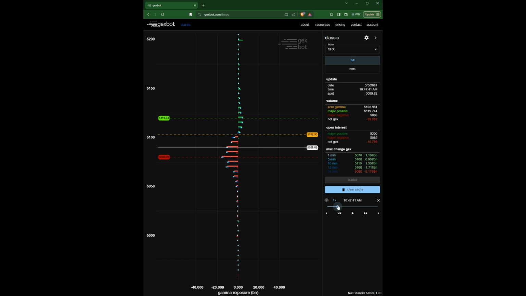So let's get it to 11. And at this point, we're negative $65 billion in gamma exposure. We've got a major positive gamma exposure at 51.10 now, so they've dropped it down. These guys quit. We've got major negative gamma exposure at 50.80.